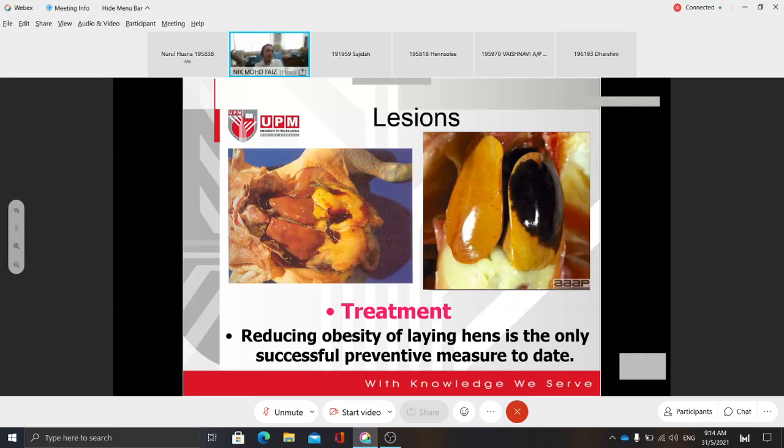For some confirmation of it, you may want to do histology. If you do histology, you may see lipid accumulations in the liver and hemorrhages in the liver just to confirm it. Basically, that's about it.